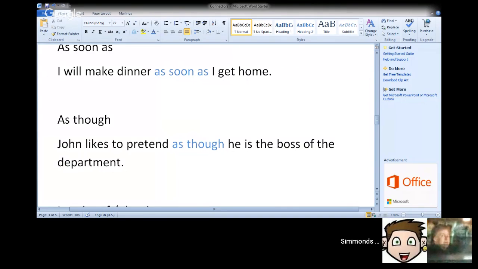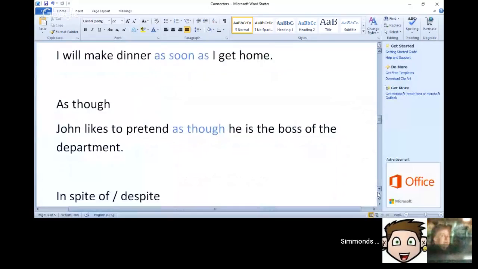Rafa, do you understand the concept of this one? This one's a little bit more figurative, not so literal. As though he's the boss of the department. It's similar to though, no? As though. Yeah, I get it. Okay, good. So John, like I said here, he thinks he's the boss, basically, and so he likes to act like the boss, but he isn't. Okay, so that one is a little bit more difficult.